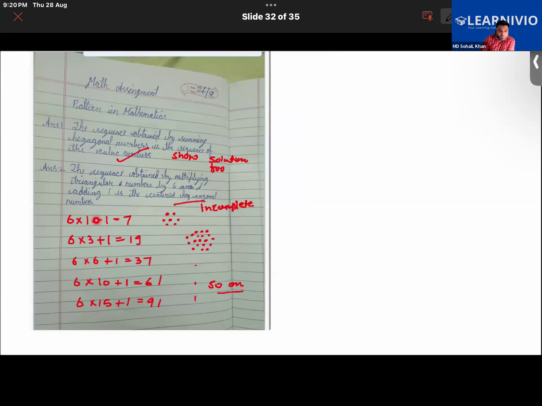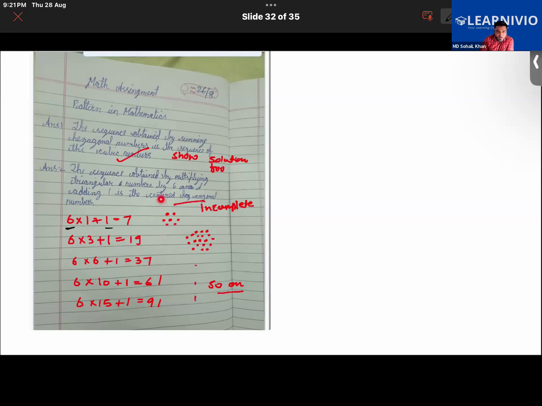The question was saying, what if you were to multiply the triangular numbers by 6 and add 1? So the first triangular number is 1, multiplied by 6 plus 1, that is equal to 7. And so on we continued. 3 multiplied by 6 plus 1, that is 19. Hence these were the numbers you were getting: 7, 19, 37, 61, 91, and so on. So this is the diagram you are required to make.